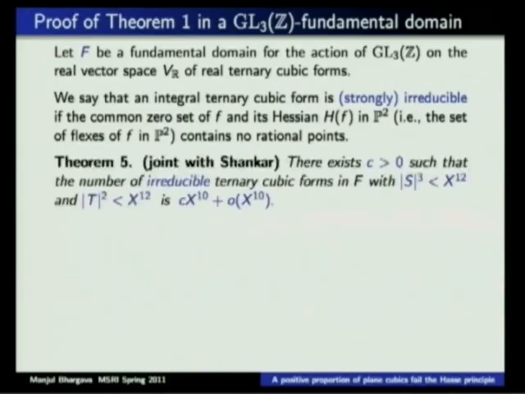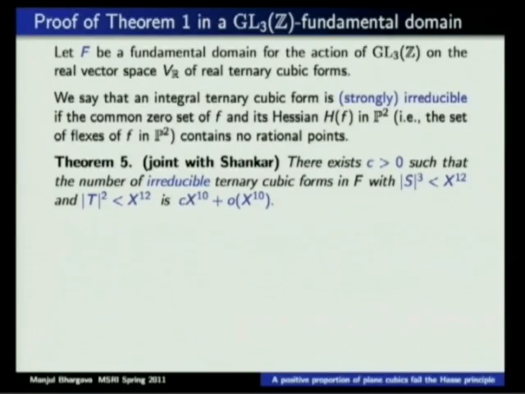Then one of the ingredients that went into proving this result about 3-Selmer with Shankar is the following: there exists a constant C, which is basically the volume of F of all elements that have height less than x. So there exists a constant C bigger than 0 such that the number of irreducible ternary cubic forms in F satisfying S cubed less than x to the 12th and t squared less than x to the 12th is that constant times x to the 10th asymptotically.